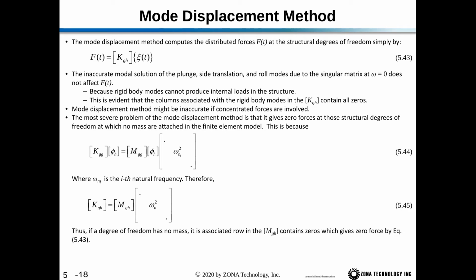The most severe problem of the mode displacement method is that it gives zero forces at those structural degrees of freedom at which no mass is attached to the finite element model. This is because in equation 5.44, KGG times PH can be represented as MGG times PH times omega squared, where this omega ni is the ith natural frequency. Therefore, KGH is MGH times omega n squared. So if a degree of freedom has no mass, its associated row in MGH contains zeros, which gives zero force by equation 5.43.